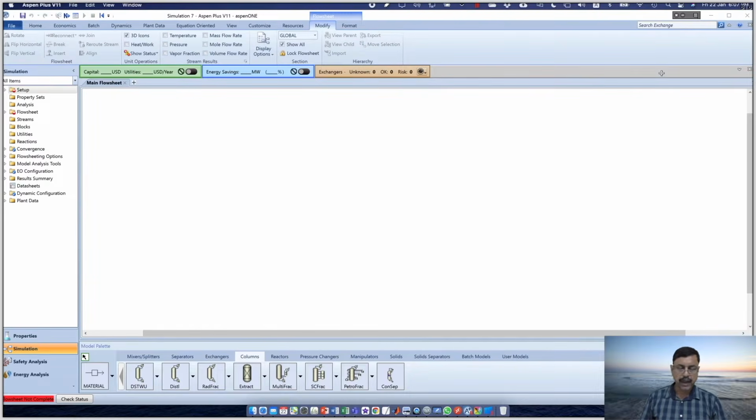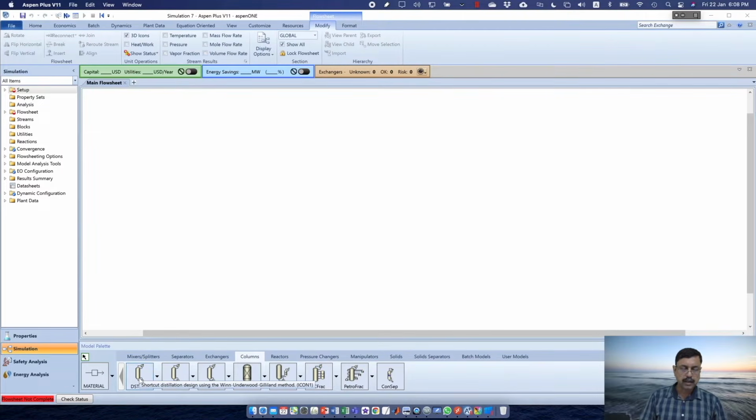If you look at the Aspen Plus simulation window, you will find various types of columns to operate: DSTW, DISTL, RadFrac, Extract, MultiFrac, SCFrac, PetroFrac, and Concept. We'll go one by one. DSTW is shortcut distillation design using the Winn-Underwood-Gilliland method. The second one is DISTL, again shortcut distillation rating using the Edmister method. Third is RadFrac. It is used for rigorous 2 or 3 phase fractionation for single columns. It can model absorbers, strippers, etc.